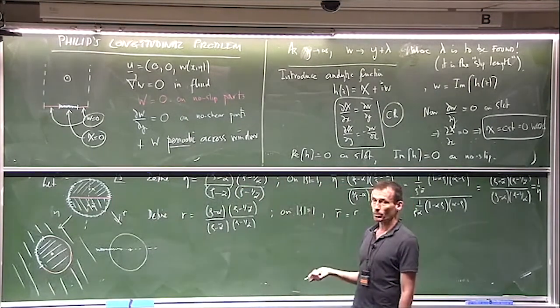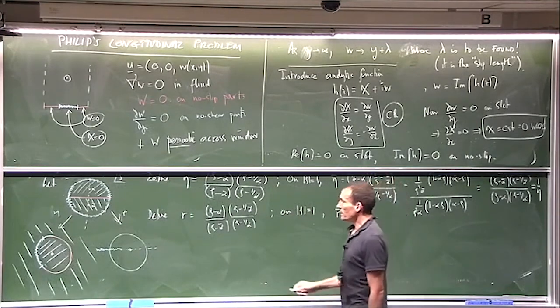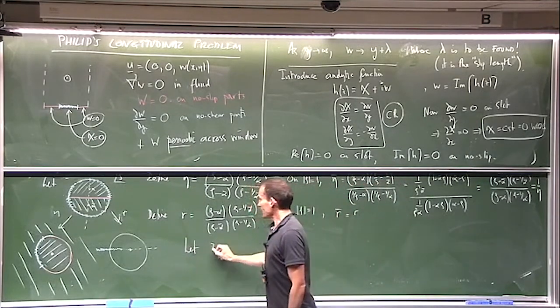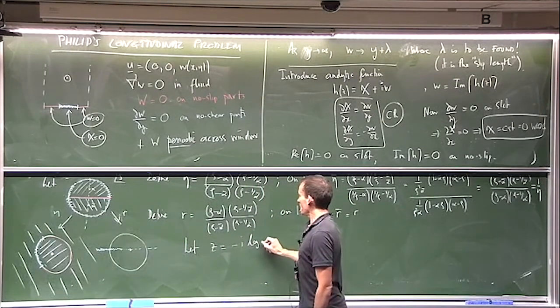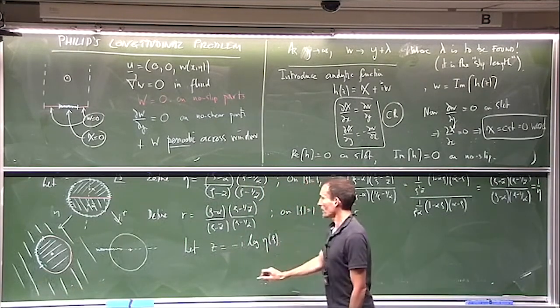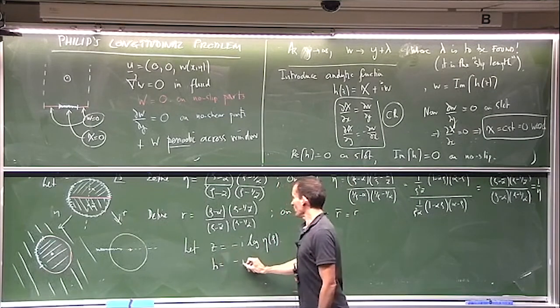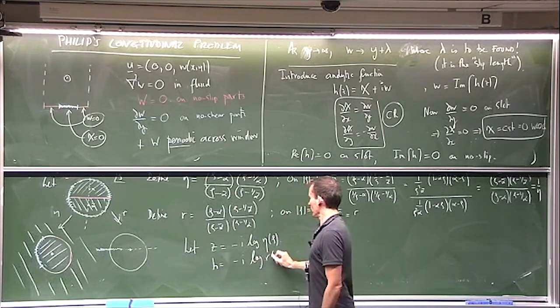This is just one example. And what I'm going to do now is I'm going to let Z be, I think it's minus i log eta, and I'm going to let H be minus i log R.